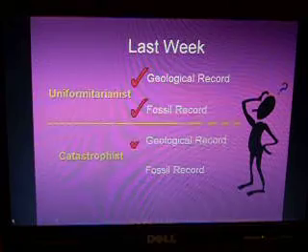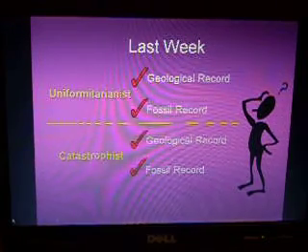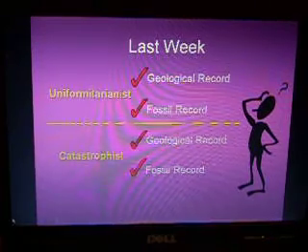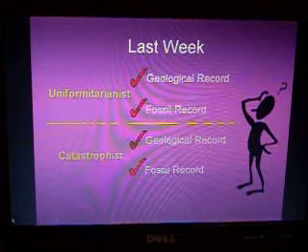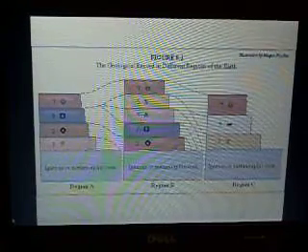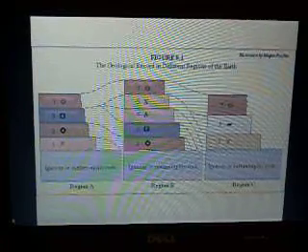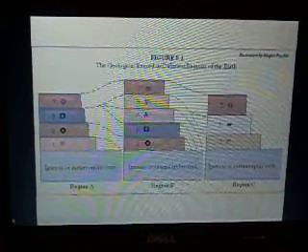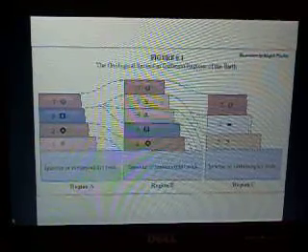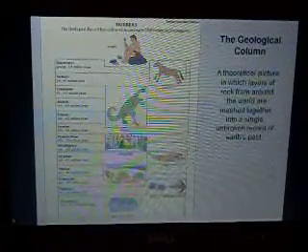Last week we looked at how the uniformitarianist looks at the geological record and the fossil record, and then we also looked at how the catastrophist looks at them. We talked about how the uniformitarianist takes portions from different regions around the world, different layers of rock that have been dated by these index fossils. And then the uniformitarianist meshes or puts them all together to form the geological column.